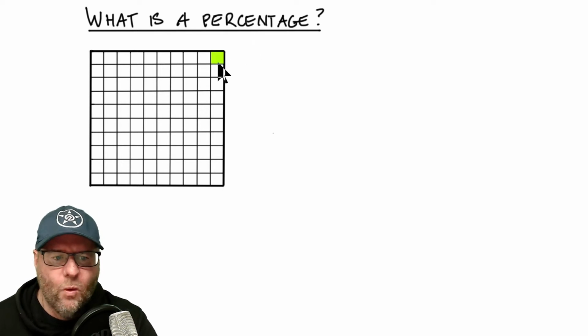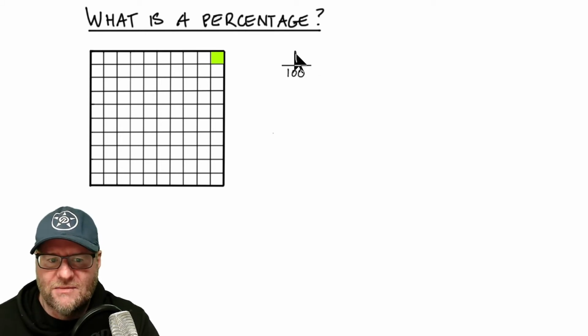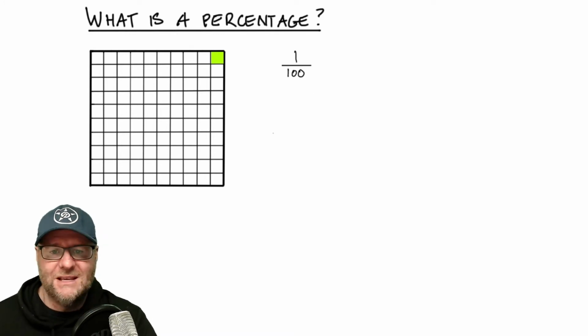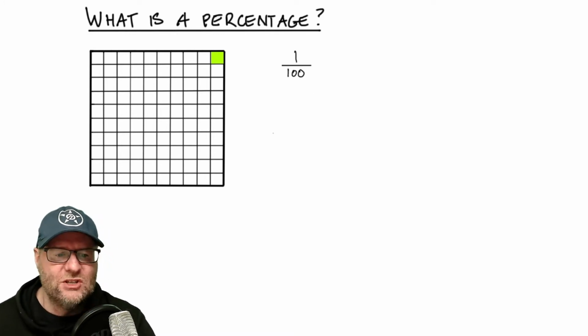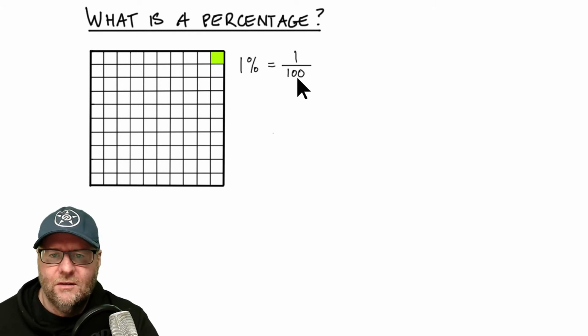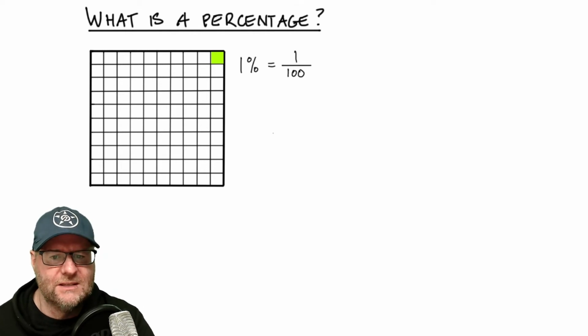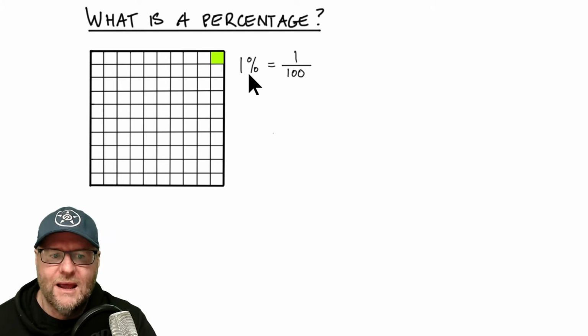Now, if I color in one of those little boxes, I've colored in 1 out of 100. Now, I could write that as a fraction because I've colored 1 out of the 100 boxes. Now, basically, that is a percentage. Anything you take and divide by 100, that answer will be 1%. So 1/100th of something. So if you start with something, divide it by 100, what you've got is 1%.